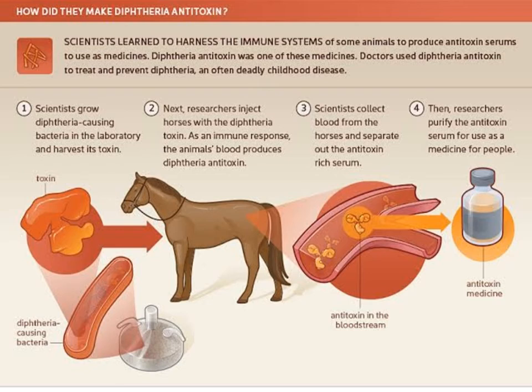First, scientists grow diphtheria-causing bacteria in the laboratory and harvest its toxin. Second, researchers inject horses with the diphtheria toxin. As an immune response, the animal's blood produces diphtheria antitoxin. Third, scientists collect blood from the horses and separate out antitoxin-rich serum. Fourth, researchers purify the antitoxin serum for use as a medicine for people.